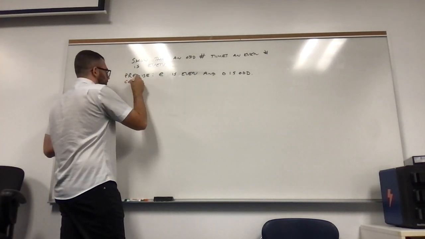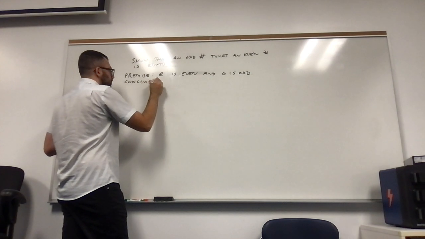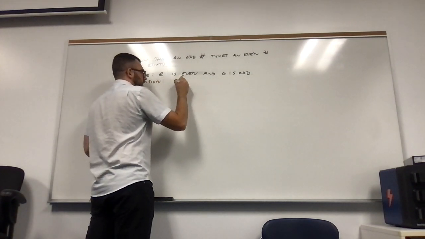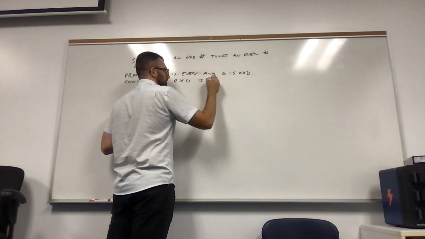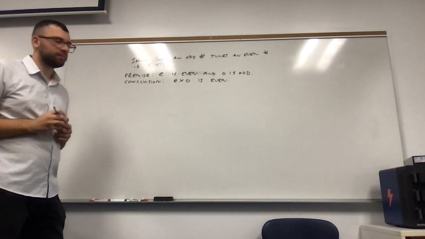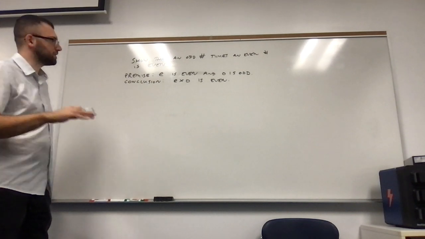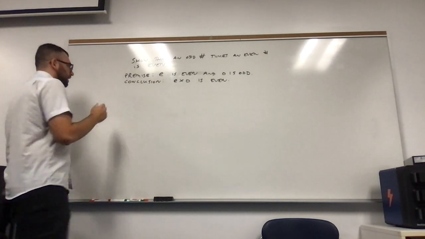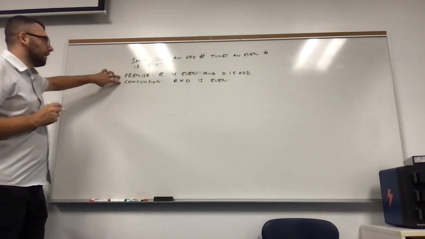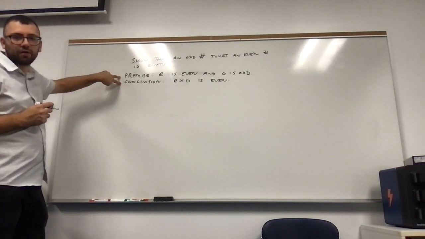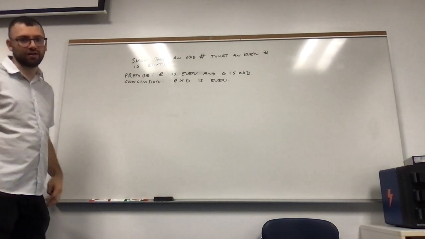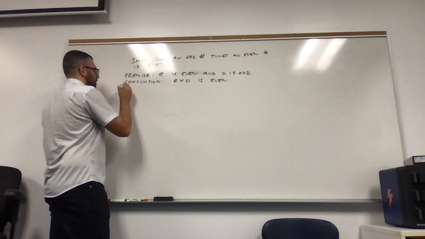Our conclusion is that E times O is even. Okay, that's what we start. That's the first thing you write on the page. Next, we start the actual proof. This is just like background work that you put up there so that we know you have an idea of what you're trying to do. Now you actually do it.